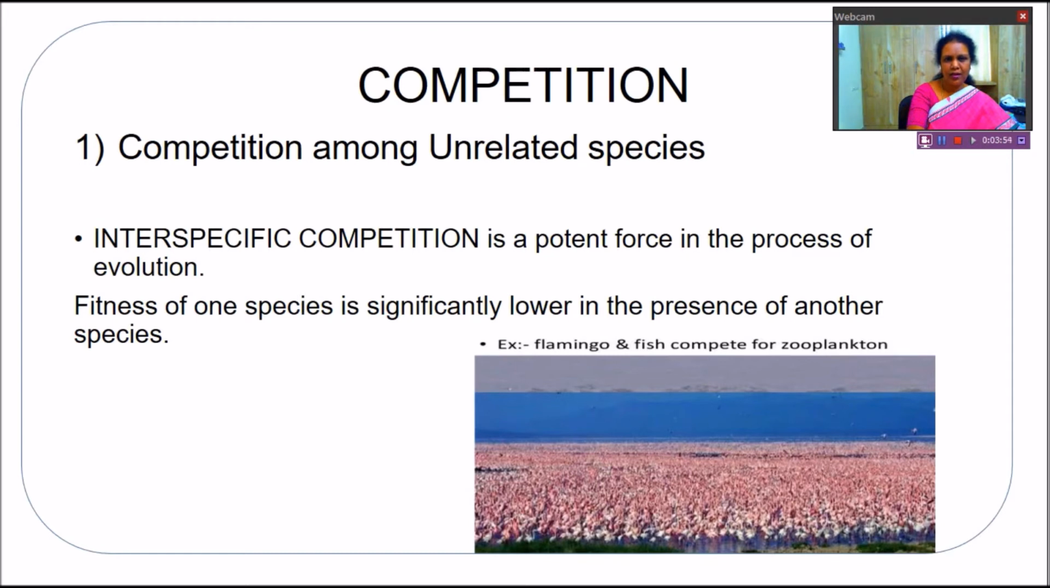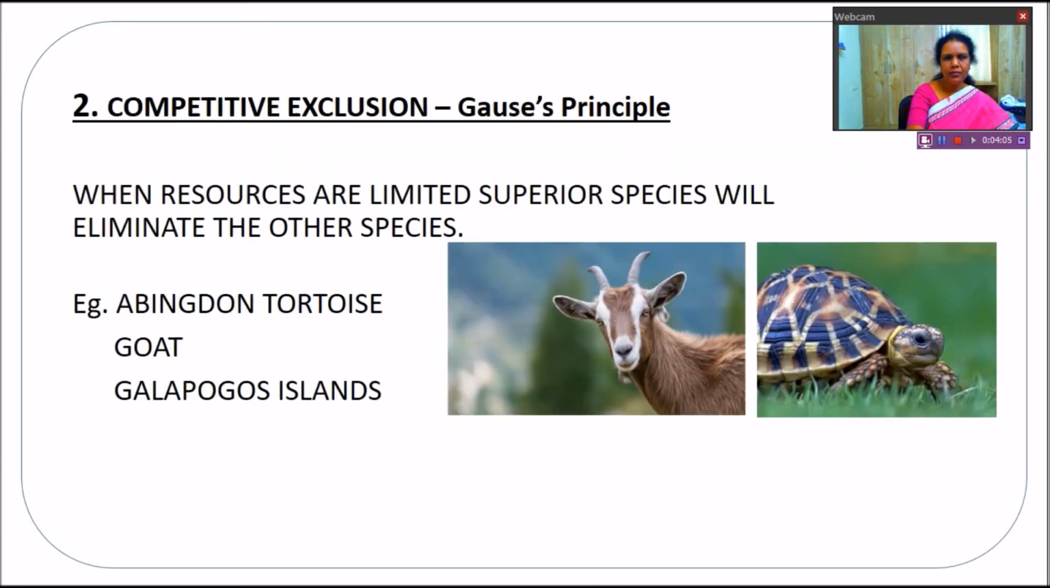and there is competition when the resources are unlimited, and among different species also, unrelated species also, not only in related species. And this competition is also explained by Gause, which is called Gause's principle of competitive exclusion. The principle says that when resources are limited, the superior species will eliminate the other species. Superior species means which have more efficiency to grab the resources.